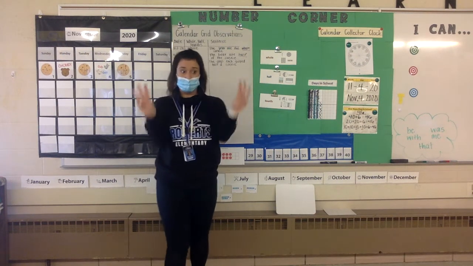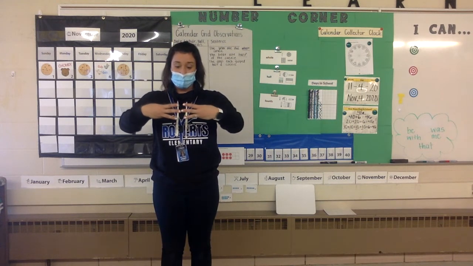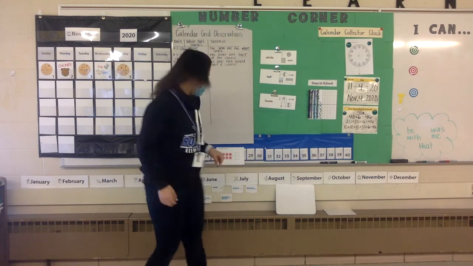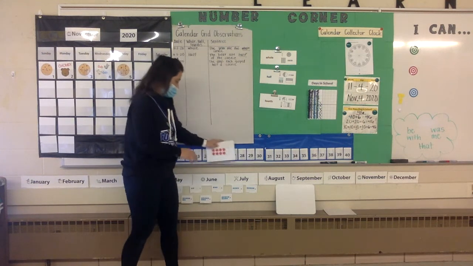So I want you to go like this. 3 and 3. Now move your hands like this, and we're going to match them up. Do you see how they match? So that is called a double. Let's try another one. Are you ready? Remember, we're making doubles. Try this one.